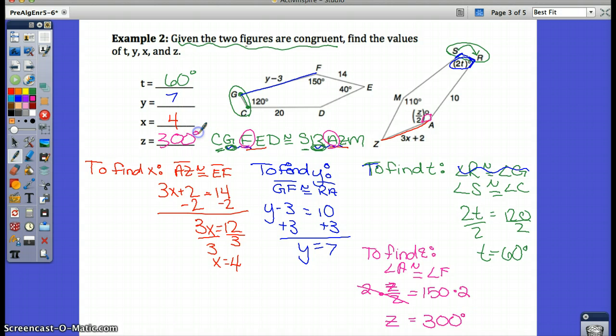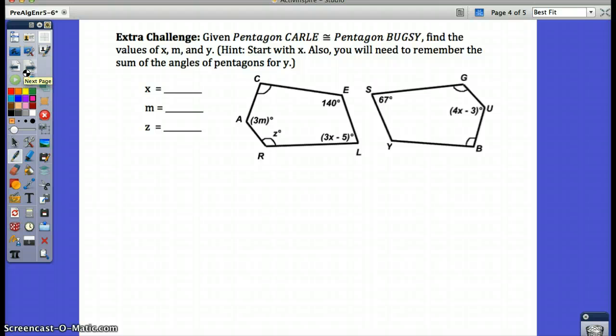There's an extra challenge one in your notes. Go ahead and try it if you'd like, or if you have extra time after your quick check. It's going to be like example 2, but it's a little tougher, and you're going to have to actually remember the sum of the angles of a pentagon to solve for y.